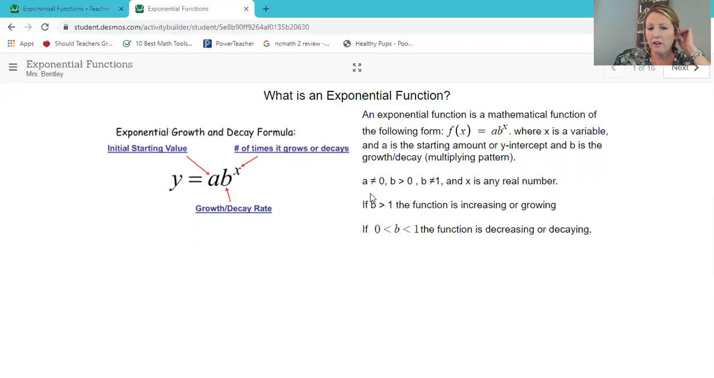Some restrictions we have with exponential functions is A should not equal 0. And then B needs to be a number greater than 0. It can't equal 0, it's going to have to at least be 0.1, but any number greater than 0. And B is never going to equal 1, because when we multiply times 1, that does not change the value. We're going to look at the graph in just a moment on Desmos, and that'll start to make more sense as we play around with some of the sliders. I'm going to go ahead and move forward to the next slide.